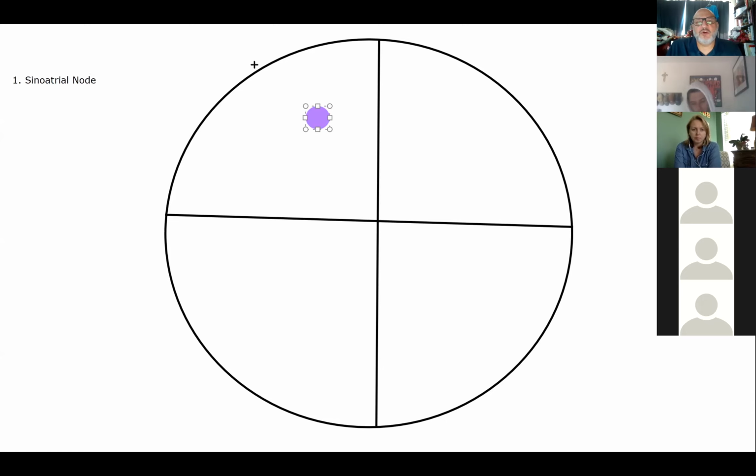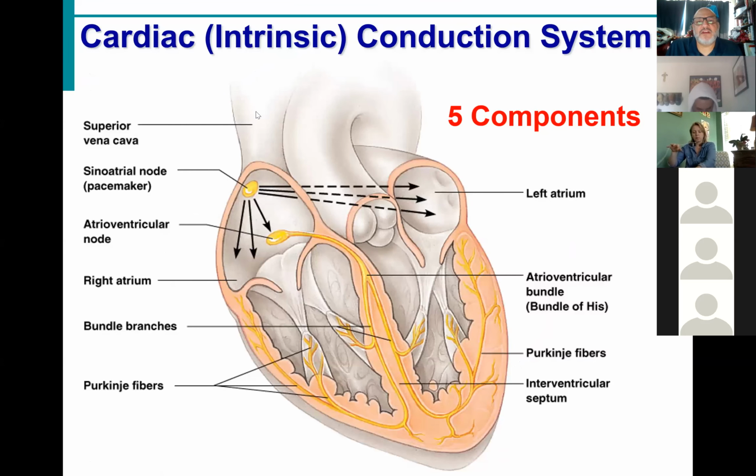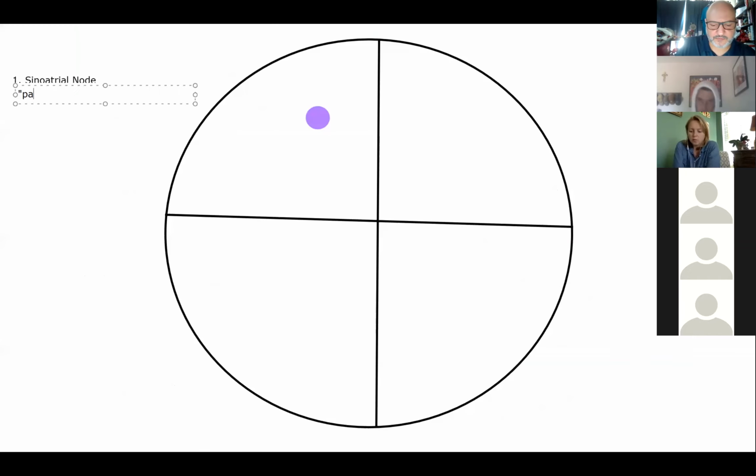So let's cheat and go back to the picture from the textbook real fast. Notice here it is right here. I'll use the highlighter on this one. This is it right here. Notice right underneath the superior vena cava, kind of in the armpit of the superior vena cava in the right atrium, is that sinoatrial node. As we talked about, the sinoatrial node is our pacemaker because it has the fastest firing rate.